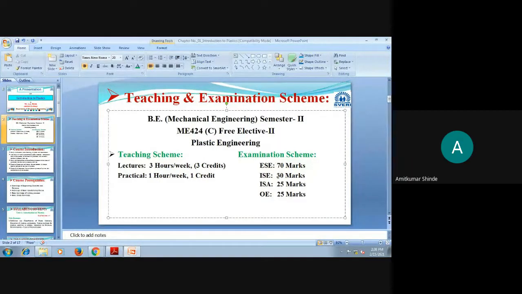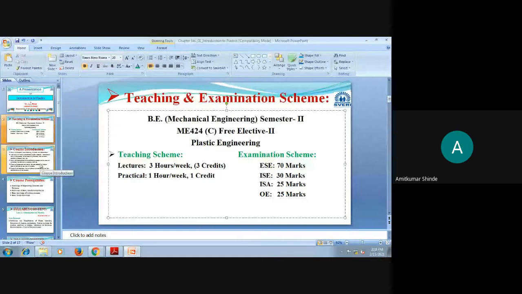Then the in-semester examination, that is your ISC, will carry 30 marks. Then the in-semester assessment, that is your internal term, will be for 25 marks. And for this particular subject, an external oral examination will be there and it carries 25 marks. This will be your teaching scheme and examination scheme.